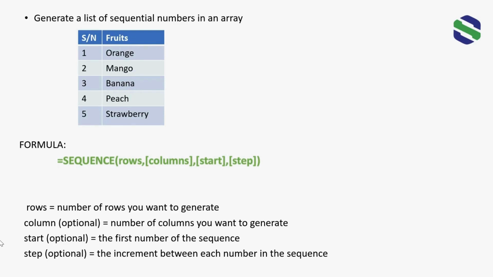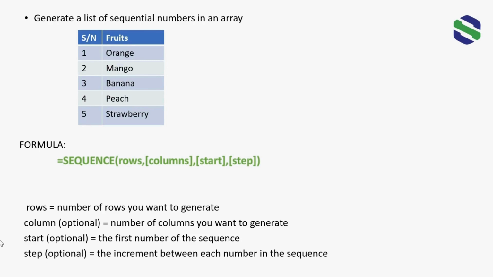And then the columns argument is optional. That is for the number of columns that we want to generate. If we do not state the number of columns, Excel will give a default value of 1. The start, that is the number that we want to start with, is also optional. And the step, that is the increment between each number in the sequence, is also optional. If we omit them in the formula, Microsoft Excel will give a default number of 1.